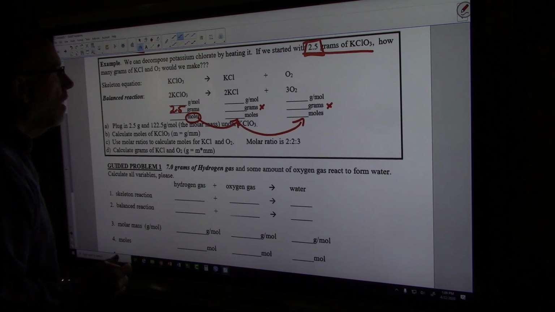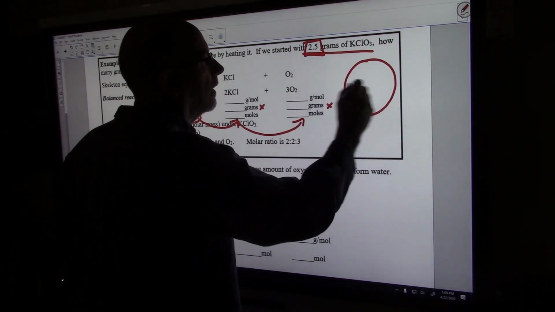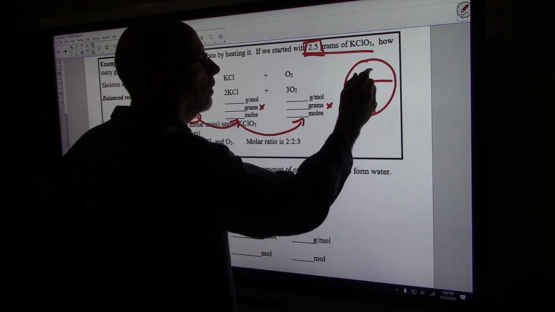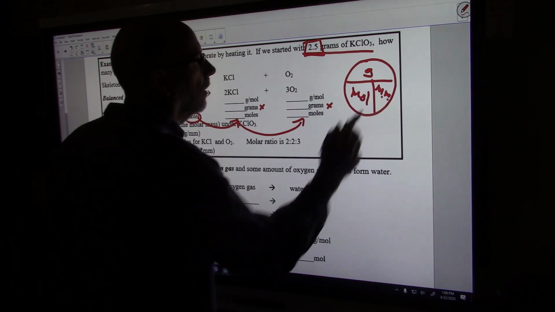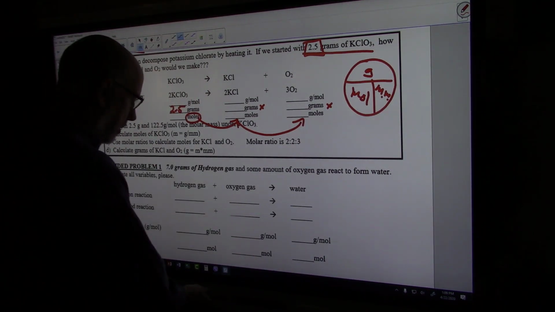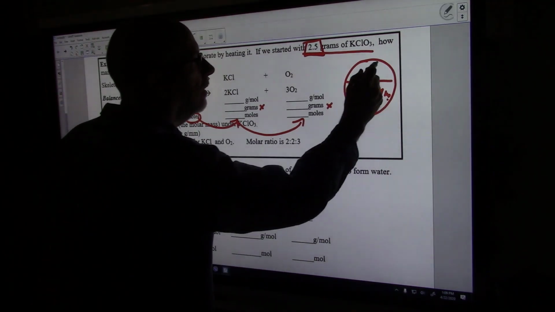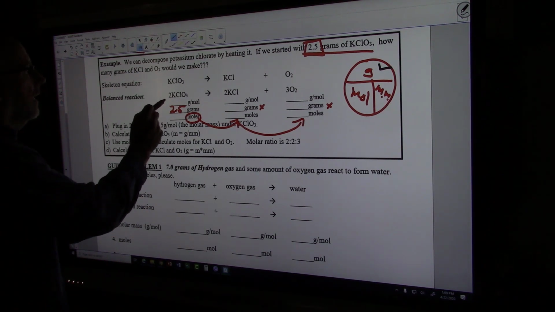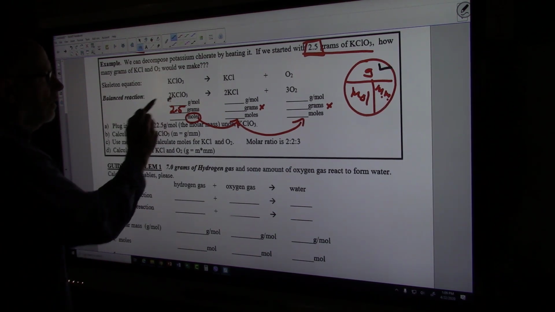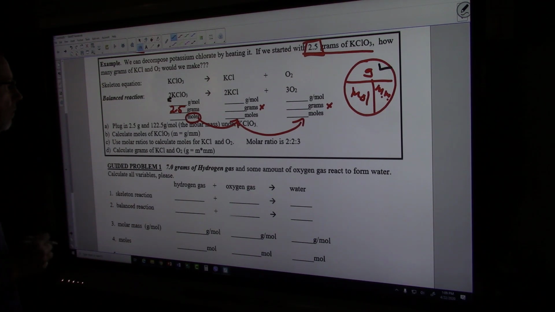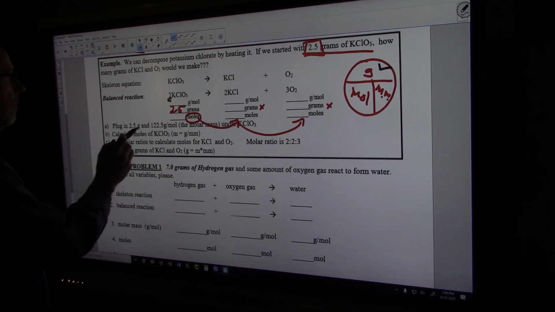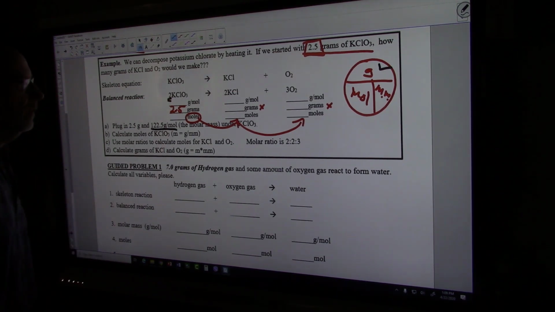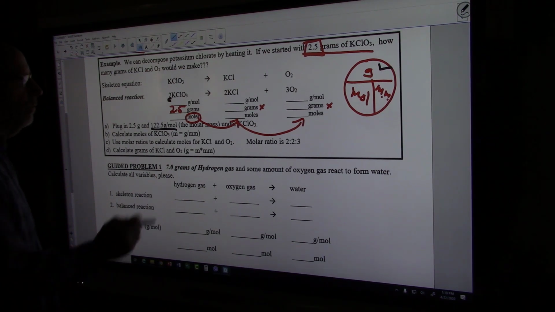According to our little calculator, moles equals grams divided by molar mass. I've got the grams, so I'm going to put a little check mark there. Grams, got it. Molar mass is pretty easy. It's KClO3. Do not use the 2 for molar mass. Remember that. We did that before. 122.5 grams per mole is the molar mass of KClO3.